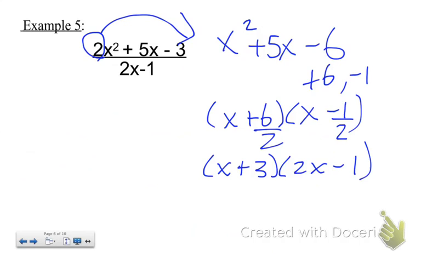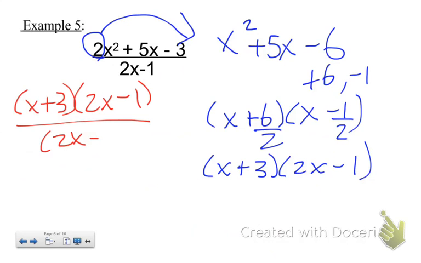minus 1. Okay, so then I'm going to rewrite that polynomial in the factored form, and I get x plus 3, 2x minus 1, divided by 2x minus 1, and then 2x minus 1 will cancel because they're being multiplied. So 2x squared plus 5x minus 3 divided by 2x minus 1 leaves you with x plus 3.